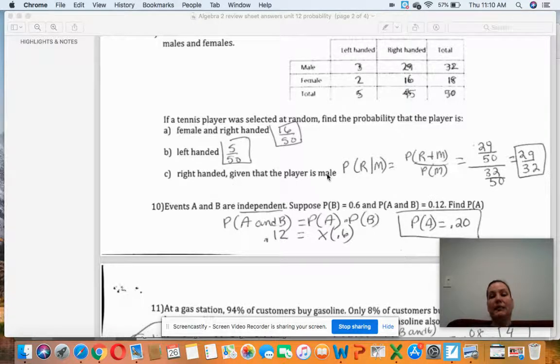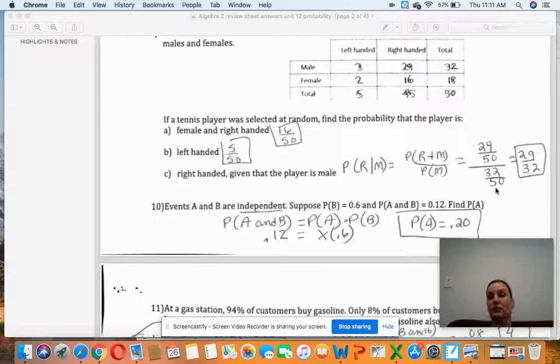Right-handed given the player is male, so probability of right-handed given it's a male. The way I do that is I find the probability of right-handed and male over probability of male. So the probability of right-handed and male. So I'm going to go to male and I'm going to go to right-handed. There's 29 out of 50 divided by the probability of male. Probability of male, there's 32 males total, 32 out of 50.